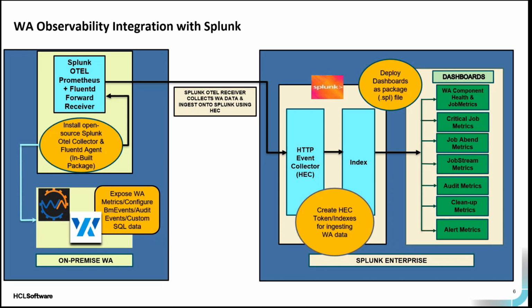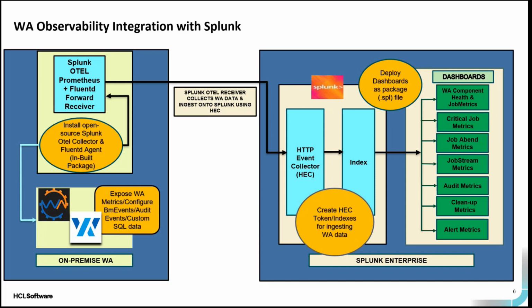Once we deploy, you will also have another component called the receiver, which contains the Prometheus and Fluentd forward receiver. Using these receivers, it is going to get the WA data from the master domain manager. Once the receiver collects the data, it can forward the data to Splunk Enterprise using the HTTP event collector. Before we ask the agents to forward the data to Splunk Enterprise, we should create the HTTP event collector token and the necessary index for ingesting the data that we are fetching from the workload automation source.